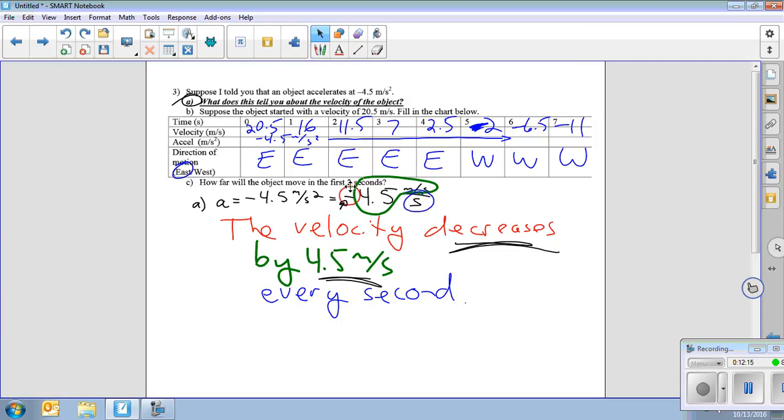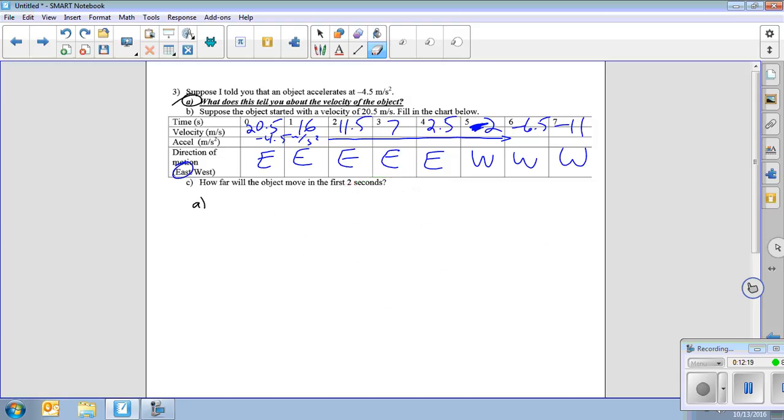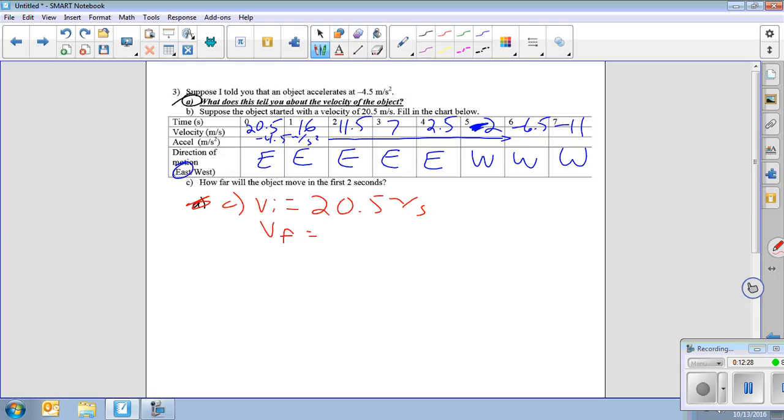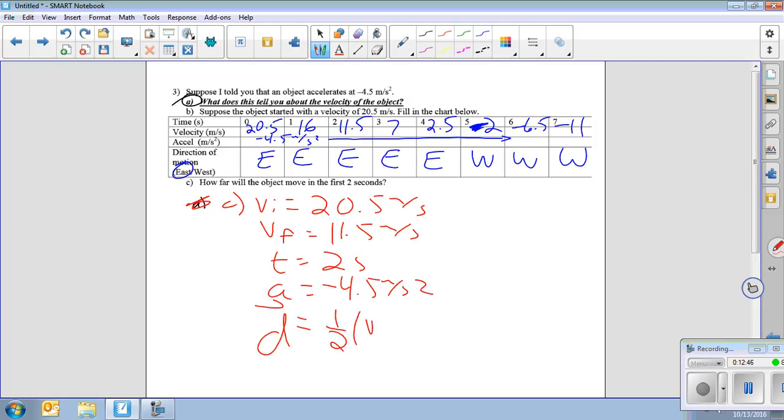All right, and then finally, how far will the object move in the first 2 seconds? Well, you got a bunch of choices. In the first 2 seconds, our velocity is going from 20.5 meters a second to 11.5 meters a second in a time of 2 seconds with an acceleration of negative 4.5 meters a second squared. So find your displacement, right? You got your pick. You guys like the screwdriver? Let's do it. Vf plus Vi times t.